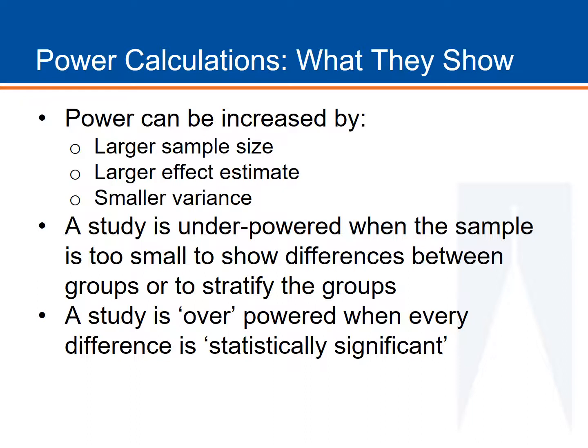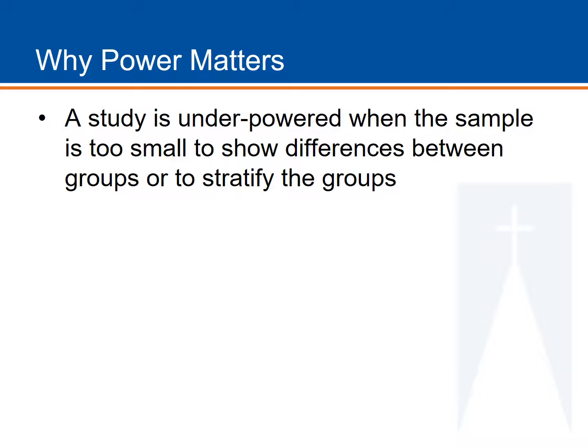So if you have a sample size of 60, 80, 90, 100,000 people, sometimes even very small differences will appear to be statistically significant, and it's difficult to understand whether or not those differences are meaningful. The reason why power matters is that if a study is underpowered, then the sample size will be too small to show the differences that we expect to see between groups. It will also be too small to stratify the groups, and we will have wasted time and resources in setting up our study. So we need to understand the concept of power in order to design our sample size calculations.